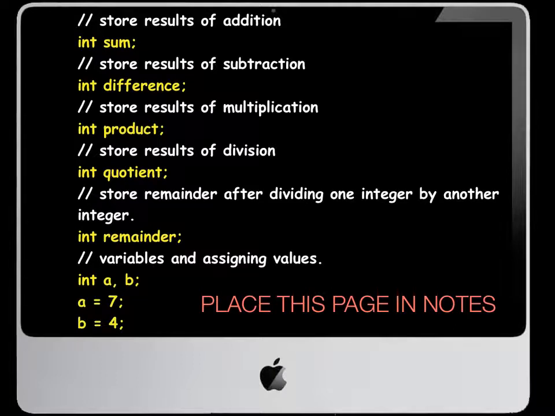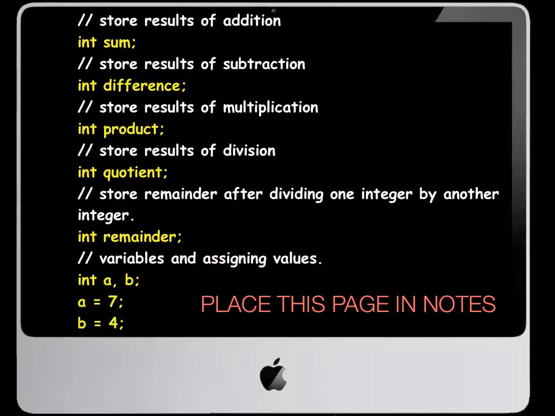Now, let's assume we want to write a short program to demonstrate math operations. First, we will declare variables for sum, difference, product, quotient, and remainder. We will also declare variables for 2 numbers, a and b. We will then assign values to a and b, where a is equal to 7 and b is equal to 4.